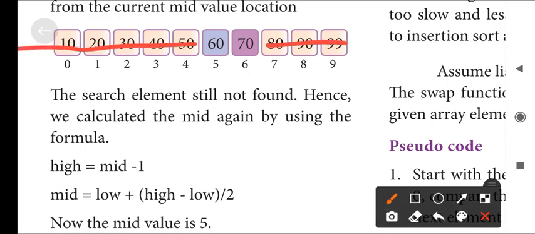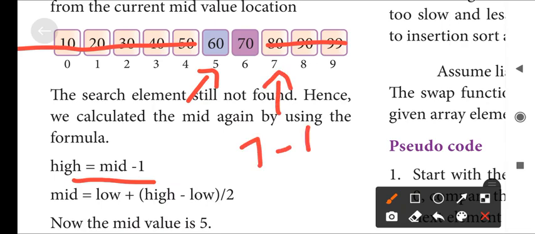Now we have the low value. Now we can find the high value. The high value formula is mid minus 1. The previous mid value is 7, so 7 minus 1 is equal to 6. So the new high value is 6. This is the middle value. Can you understand? This is the middle value again.